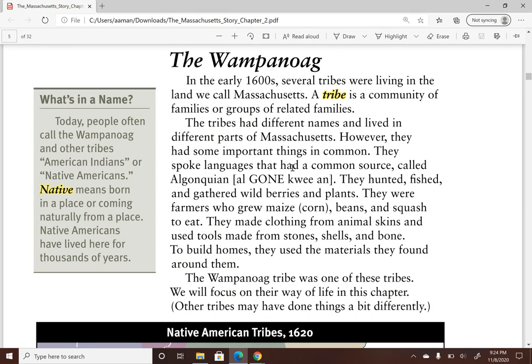The Wampanoag. In the early 1600s, several tribes were living in the land we call Massachusetts. A tribe is a community of families or groups of related families. The tribes had different names and lived in different parts of Massachusetts. However, they had some important things in common. They spoke languages that had a common source called Algonquian.